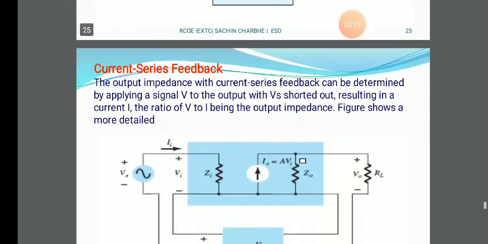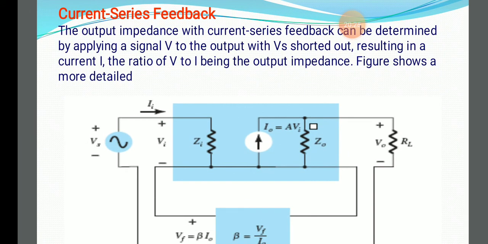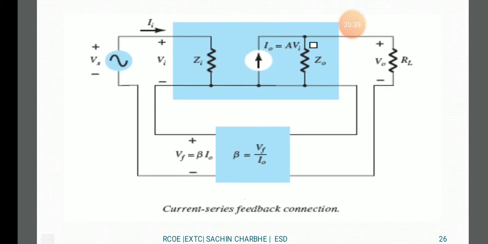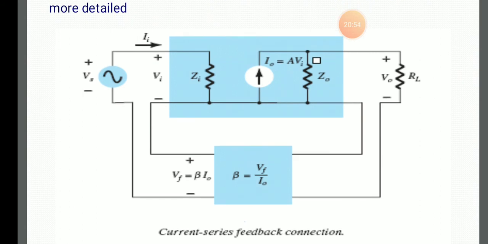Similarly, for the current series feedback, the output impedance with current series feedback can be determined by applying the signal V to the output with Vs shorted out. That results in the current, and the ratio of V and I is the output impedance. This figure shows more detail of the current series feedback connection. Here Z0 is parallel to the current, and Zi is the input impedance. We give the source voltage, we get the input current, and we send back beta, that is Vf by I0. And what is Vf? Vf is nothing but beta into I0.